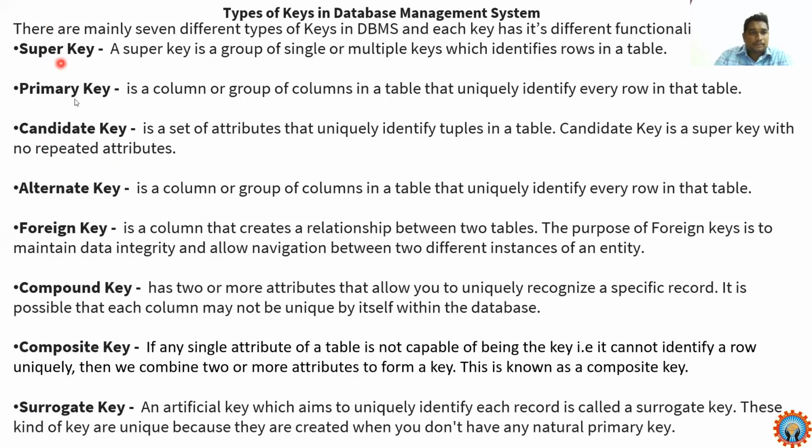We will start with the candidate key. After that, the super key. After that, the alternate key. Next, compound key, composite key, and surrogate key. Altogether we have 8 keys, among which 2 are already studied. The remaining 6 we will study: 1, 2, 3, 4, 5, 6. A super key is a group of single or multiple keys which identifies rows in a table.